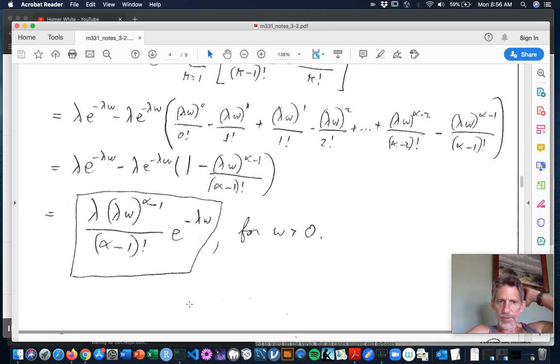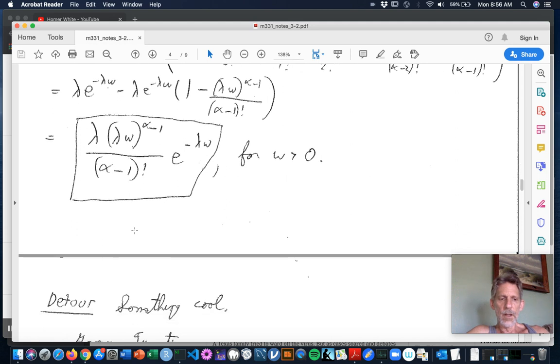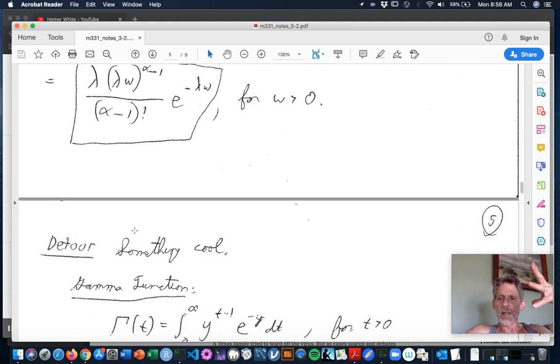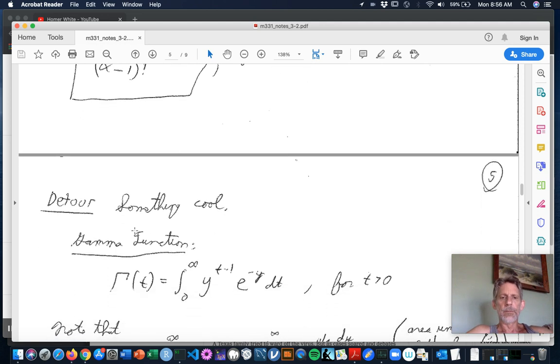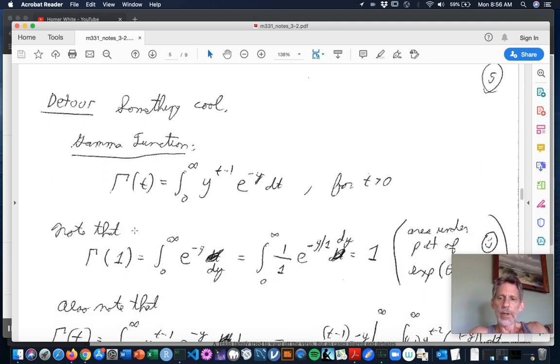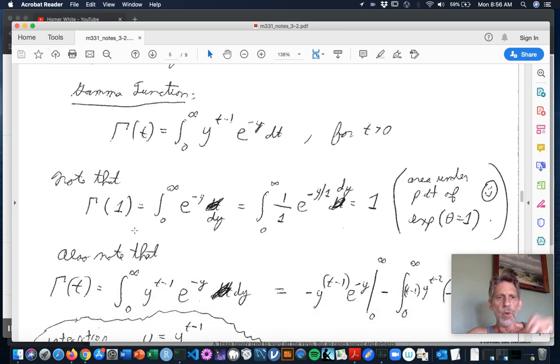And of course, what you'll see in the book is they'll change the little w to a little x, and they'll call their random variable capital X. But before we do that, let's do a little detour. And I want to show you something cool and show you how it unexpectedly hooks into what we've been doing so far. I want to define something called the gamma function.